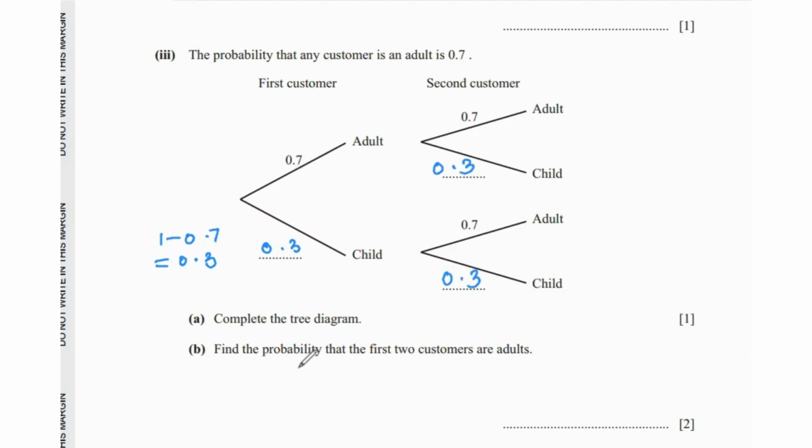Then it says find the probability that the first 2 customers are adults. So that means we're going from here to here and then here. So when you're going along the branches, you multiply the probabilities. If it's across the branches, you add them. So 0.49.